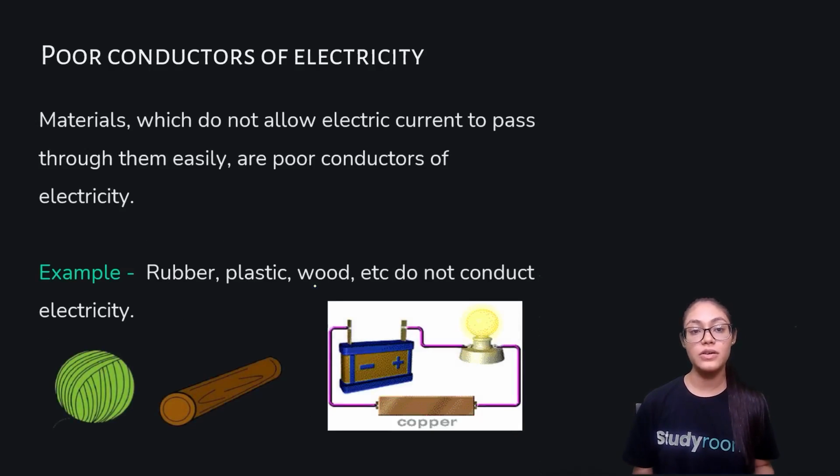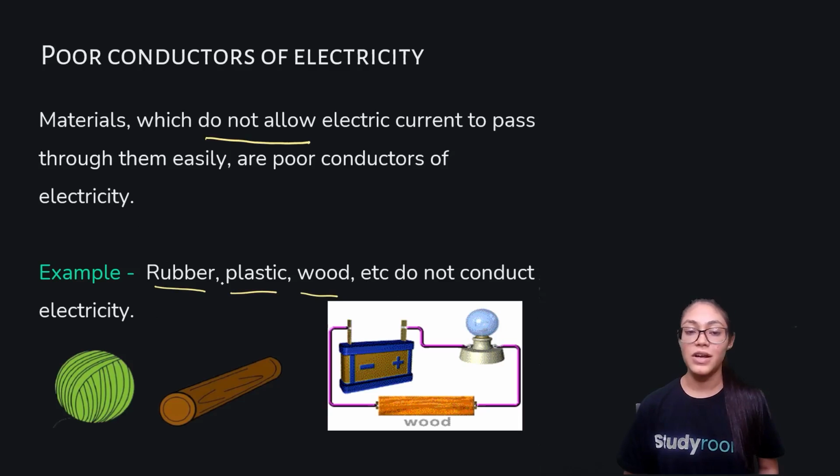Now, poor conductors of electricity. Contrary to the good conductors, there are some poor conductors of electricity which do not allow the electric current to pass through them. So, materials which do not allow electric current to pass through them easily are poor conductors of electricity. Now, what are the examples of poor conductors? The examples are rubber, plastic, wood. They do not conduct electricity. So, what are the examples again? Rubber, plastic, and wood. Correct?